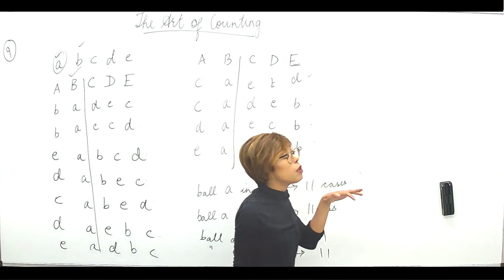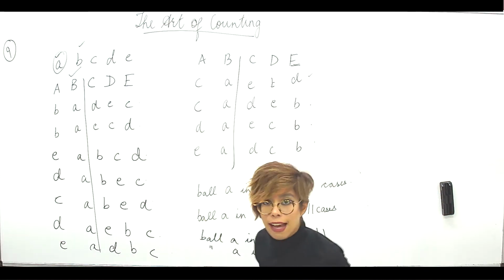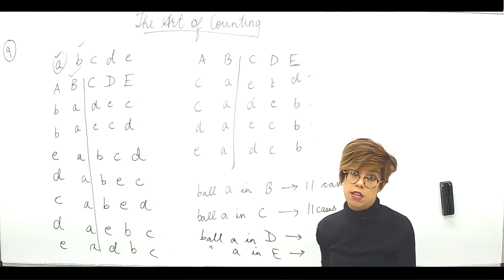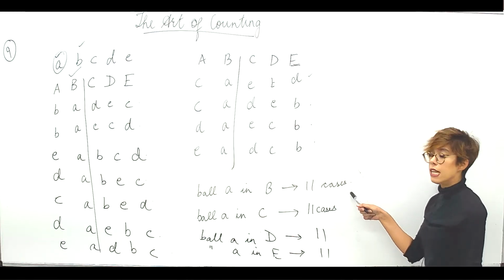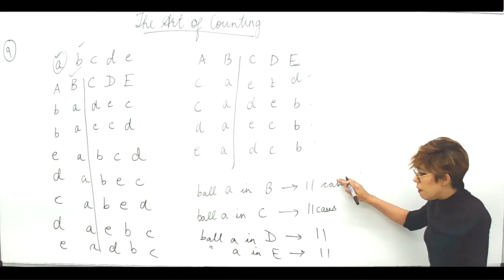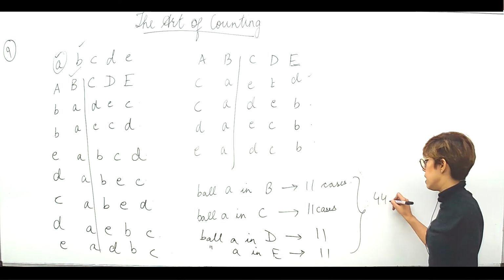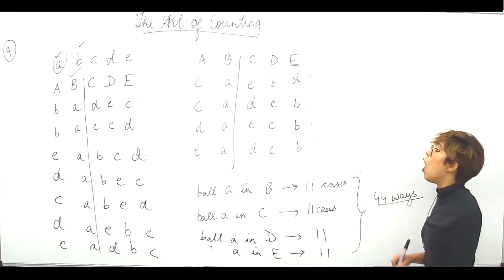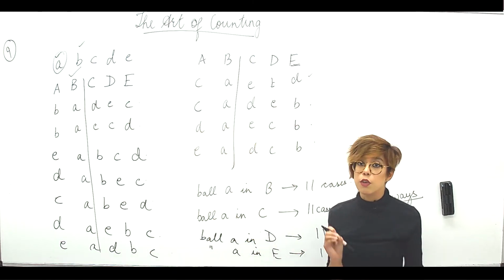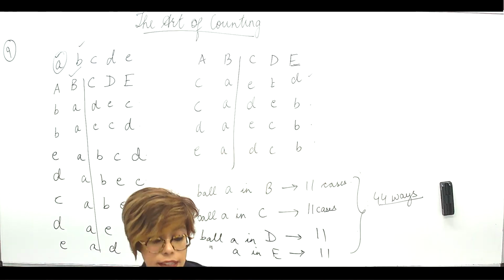But I am asking you the total number of ways of putting the balls such that no ball goes to a carton of its own color. How many ways are there? In first case 11, second case 11, third case 11, fourth case 11. So 11 plus 11 plus 11 plus 11 is 44 ways. There are in total 44 ways of putting balls in the cartons such that no ball goes to the carton of its own color. Right? That's it.